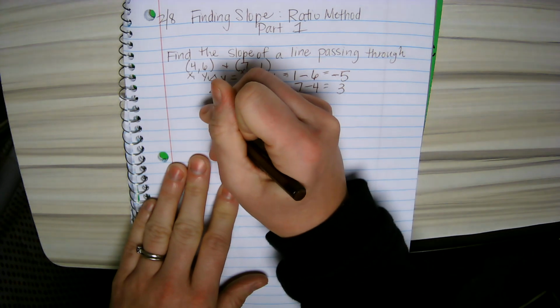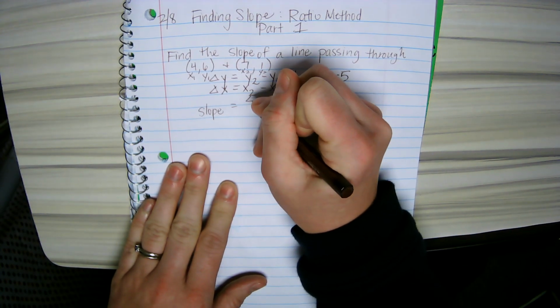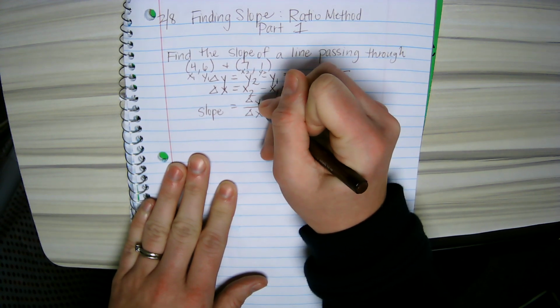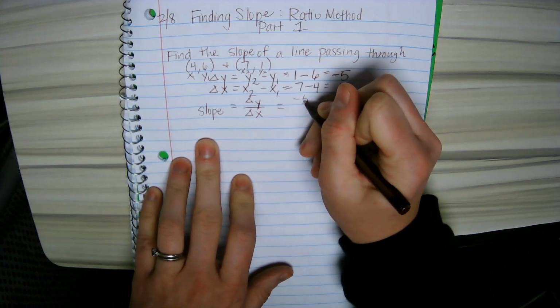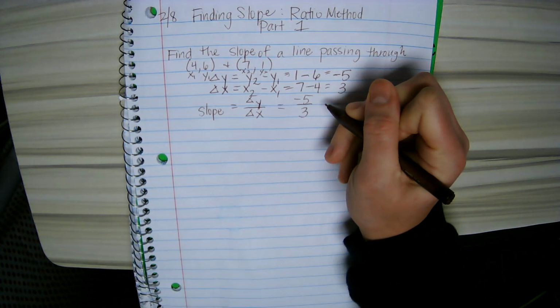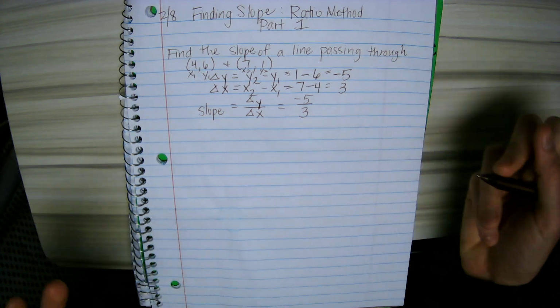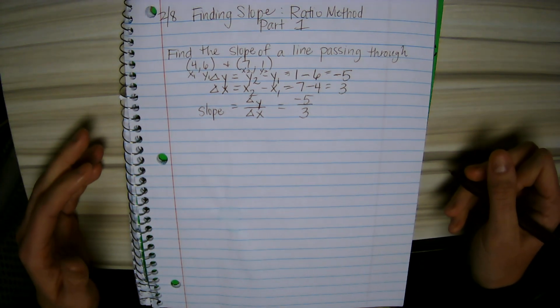Now our slope is then the change in y divided by the change in x. We know that ratio. So we have negative 5 divided by 3. Okay, and we can't simplify that at all, so it's just negative 5/3. Now, let's get some practice in.